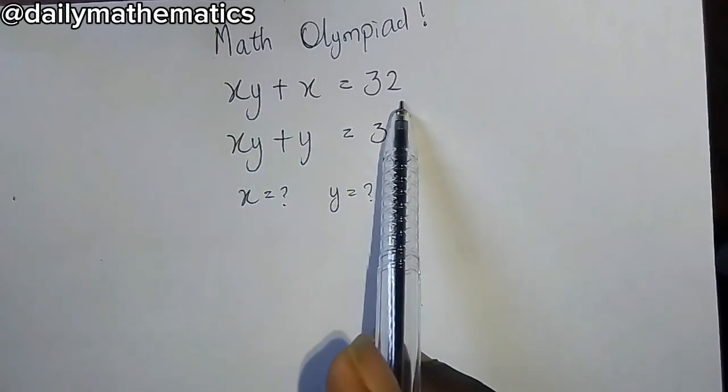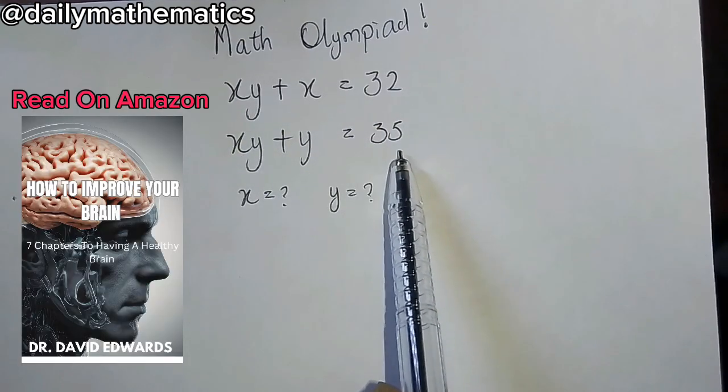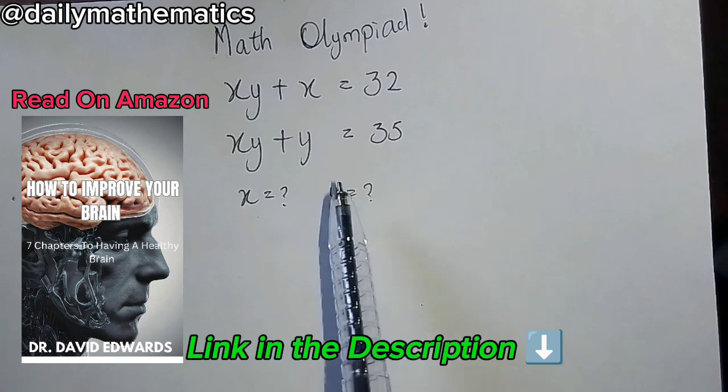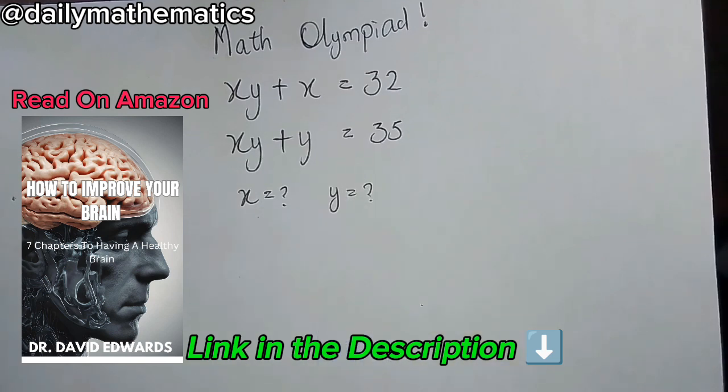xy plus x equals 32, xy plus y equals 35. Find x and y.